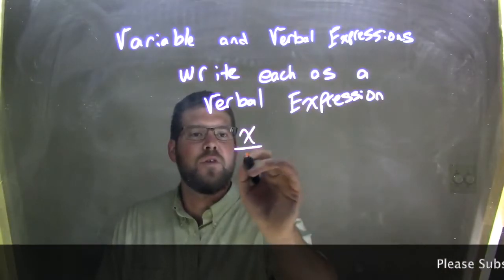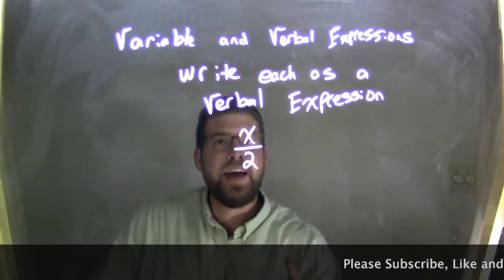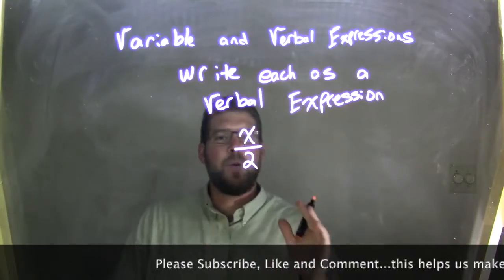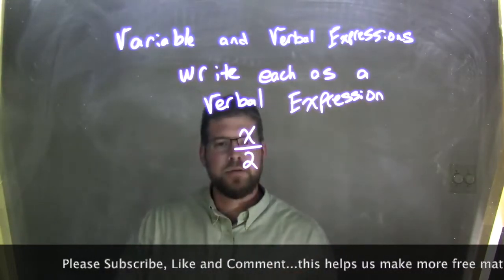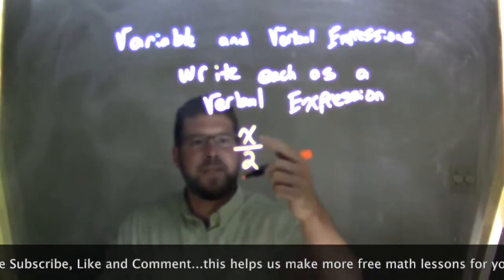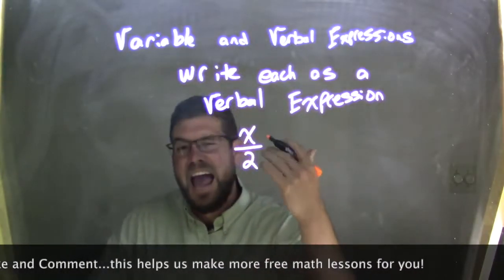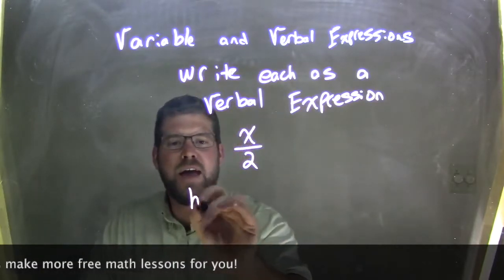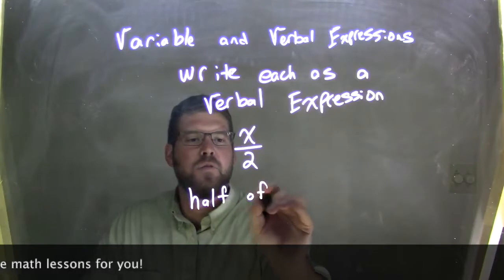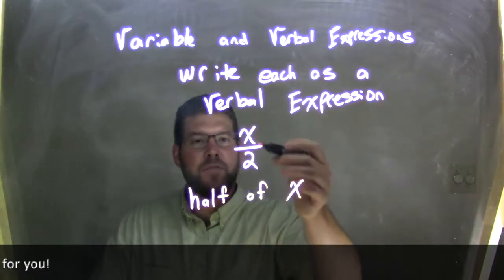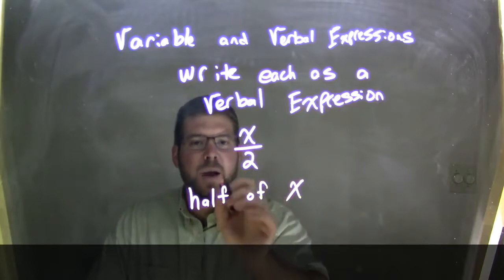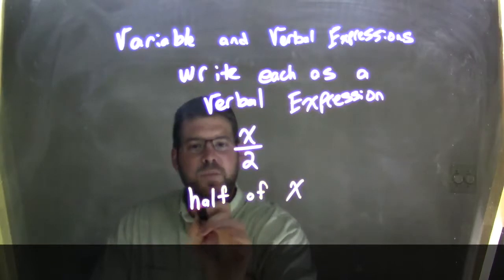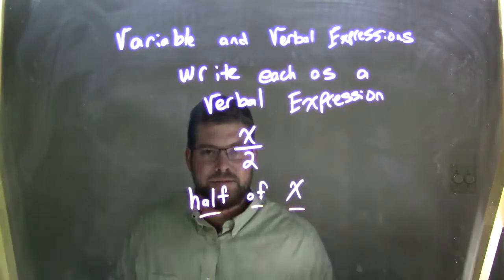x over 2. And I want to write this as a verbal expression. So I'm given the variable expression, x over 2, and I'm going to write that as a verbal expression. Okay? So what are we doing? We're taking x and we're dividing it by 2. We're taking half of x, right? Divided by 2 is half of x. So we have half of x. So x over 2, x divided by 2, that division, I should think, okay, dividing, what are we doing? Oh, we're dividing by 2, cutting something in half. The verbal expression is half of x.